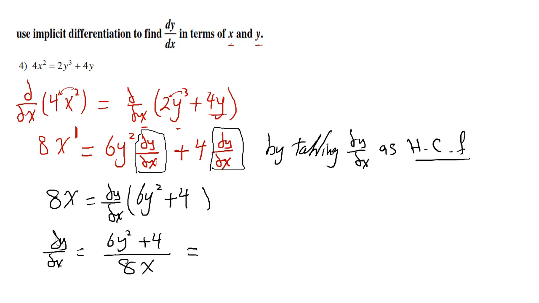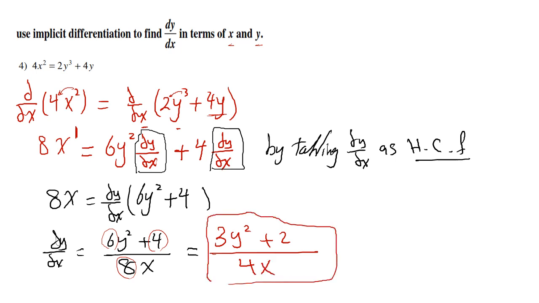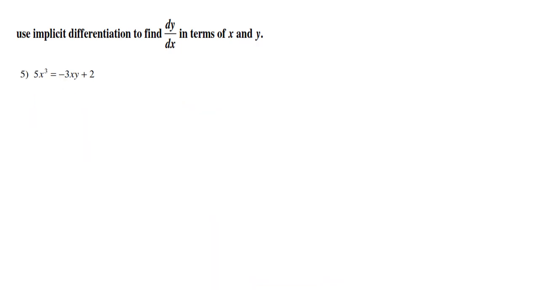By the way, here you can divide each of the 3 terms by 2. So it's going to be 3y squared plus 2 over 4x. And this is the final answer.